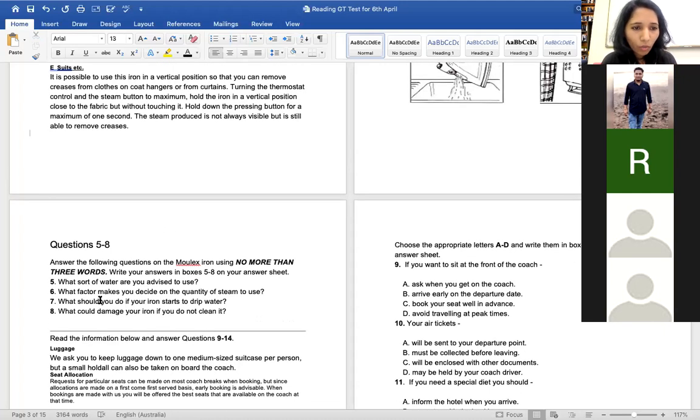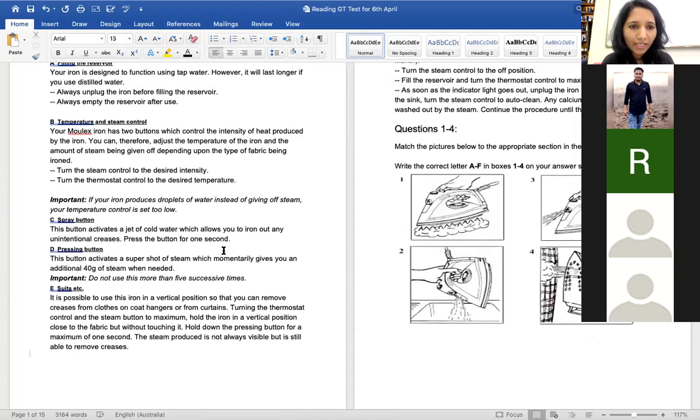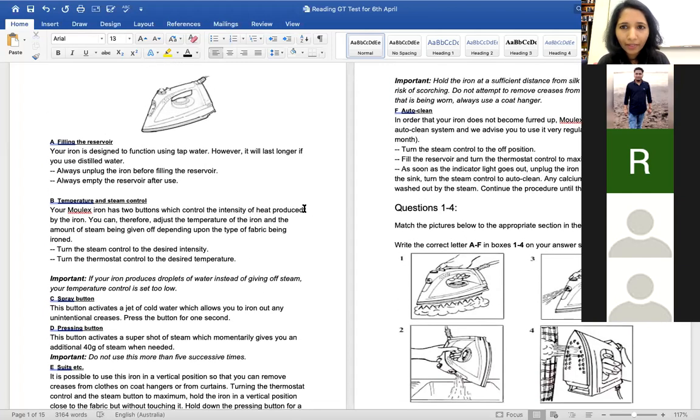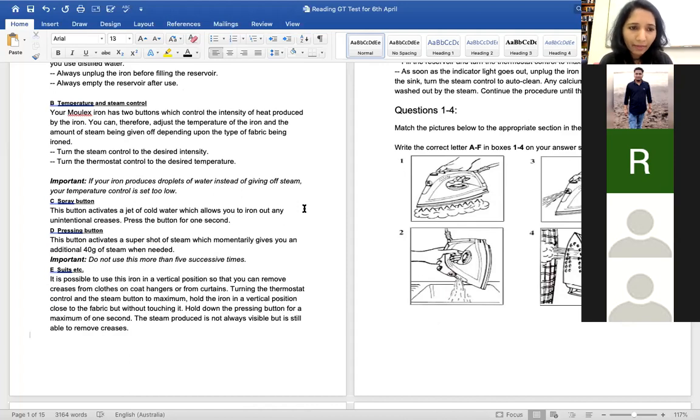So the next question: what factor makes you decide the quantity of steam to use? Then your keyword is factor, quantity of steam to use. So you go looking for quantity. Quantity means it would be some kind of a number. So we go looking for it. It could be the fabric or the type of fabric that gives us advice on what type of steam to use. So go looking for the answer for that.